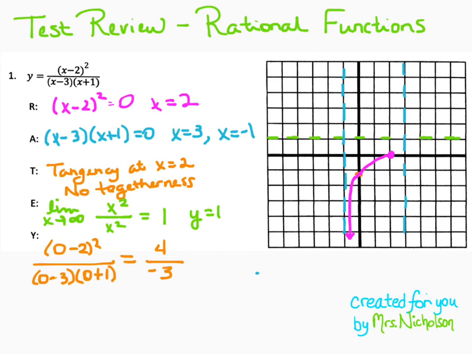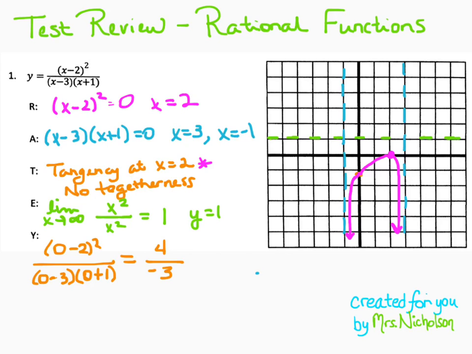So the question here is, what happens at x equals 2? Does my graph cross and go up to the other asymptote, or does it go back down? Well, remember at our T, tangency at x equals 2, right here, that tells me that my graph is not crossing, but it's going to turn around and go down this way.